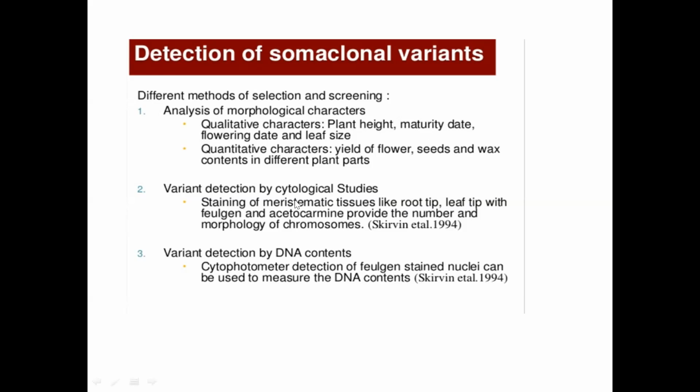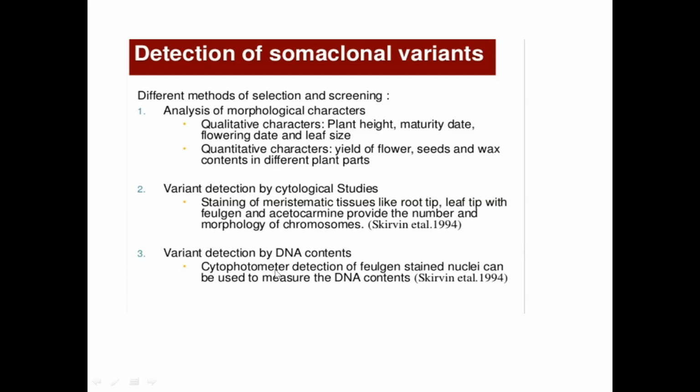So they can use cytological studies. You can stain the nucleus of the root tip and leaf, like you do for anther meiosis staining. In the same way, they will use the root tip and leaf tip. They'll stain it with acetocarmine and look for changes in the chromosome. Either the morphology of the chromosome will show some change, or the number of chromosomes will be different. So this is very easy to perform in a lab. In a small lab you can do it.